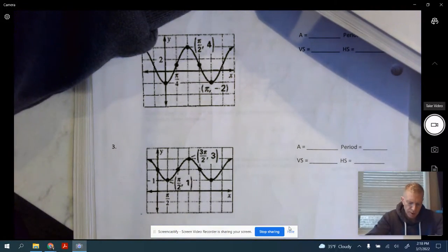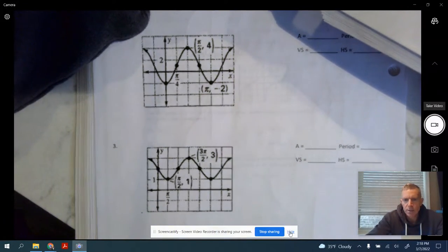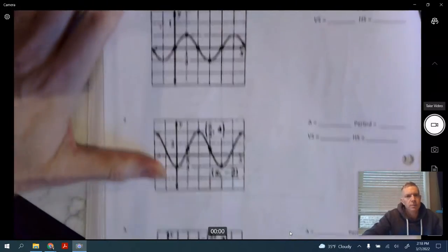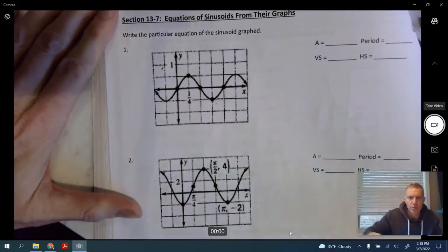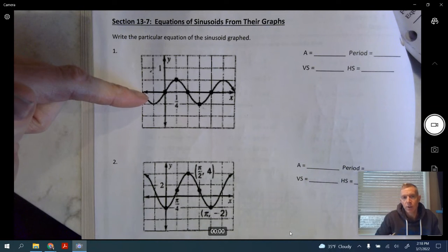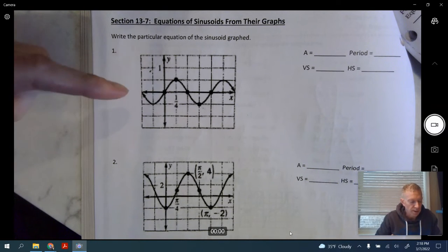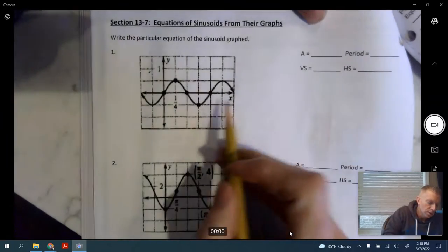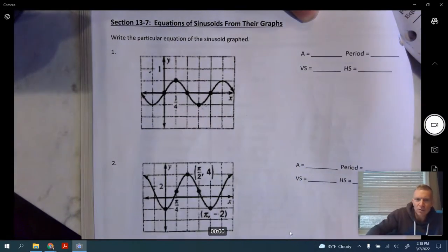All right, so we're going to do page 386 in your packet. And this is really just an extension on what we've been doing. But here you have a graph of a function, and now you have to come up with an equation that matches this function.